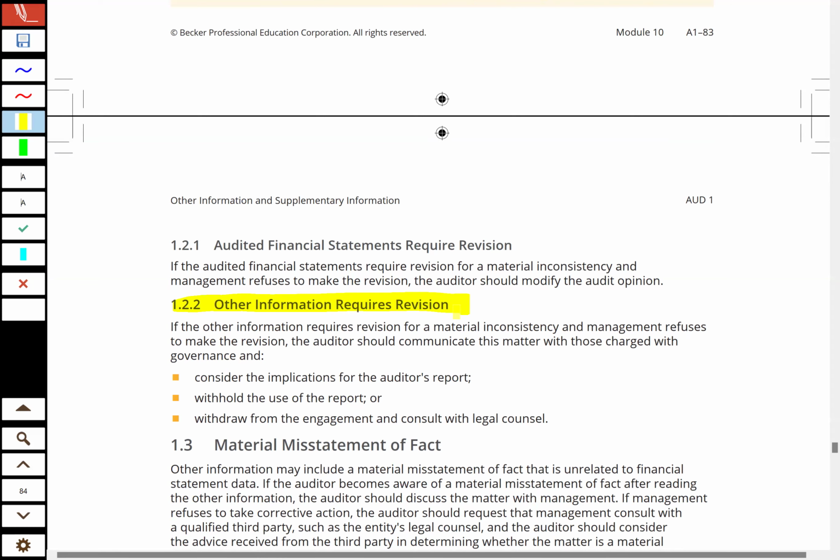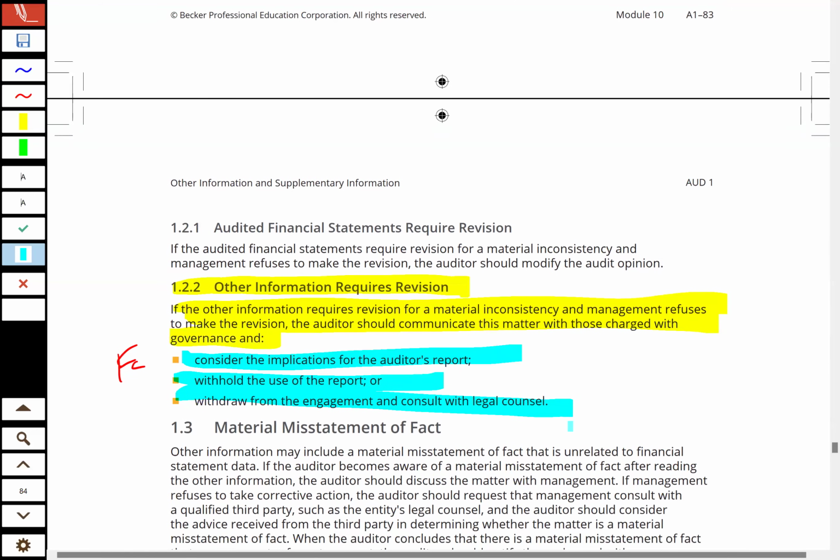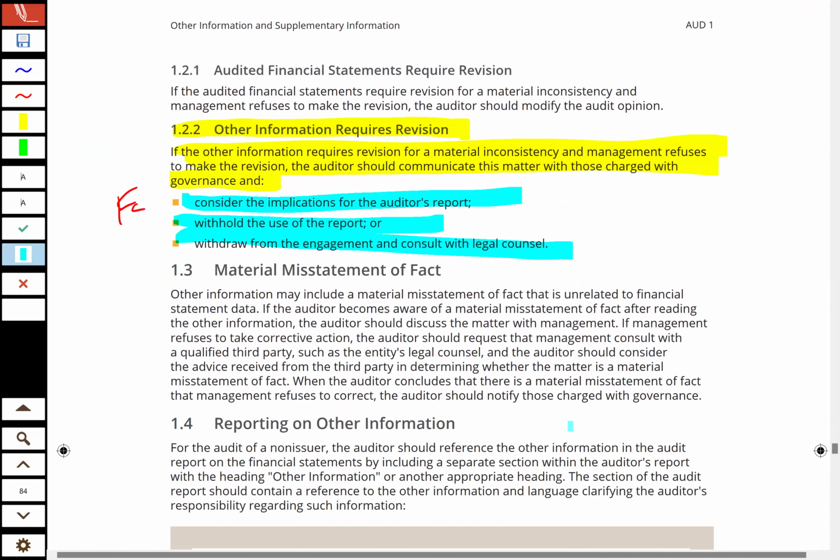But what if the other information requires revision, because our opinion doesn't cover that other information? What should we do there? If the other information requires revision and management refuses to make it, the auditor should communicate the matter with those charged with governance and, let's flashcard all this, consider the implications for the audit report, withhold use of the report, or withdraw from the engagement. Okay, now when we say consider the implications on the auditor's report, let's take a look.